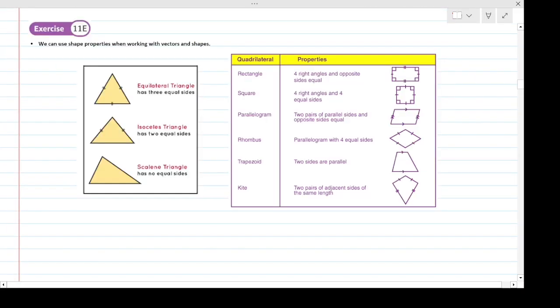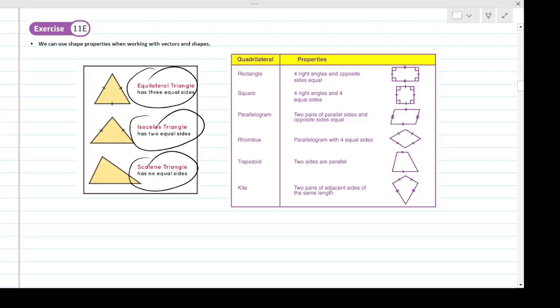Right. Okay, so the final part of this video is going to be looking at different types of shapes. In particular, we can use vectors again with the sides of the shapes to prove certain properties, for example, that a triangle might be an equilateral, an isosceles or a scalene triangle. And these are the shapes and their properties that you do need to be familiar with.